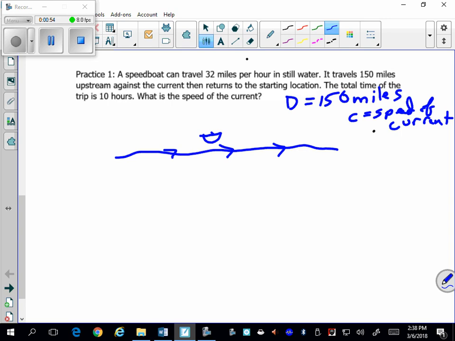Make fun of me all you want, here's your boat. The little arrows here are the current, going from left to right on your screen. If I'm going upstream, the boat's going to work as if it's going 32 miles an hour, but it's not in still water anymore. It's going against the current, so we have to subtract off the speed of the current. S stands for speed of boat.